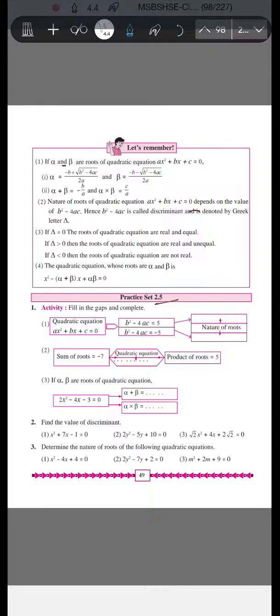The very first question here is: find the value of the discriminant. Now we all know what a discriminant is. Here is the page. What exactly is the meaning of discriminant? If we find the term b square minus 4ac, then it is the discriminant.